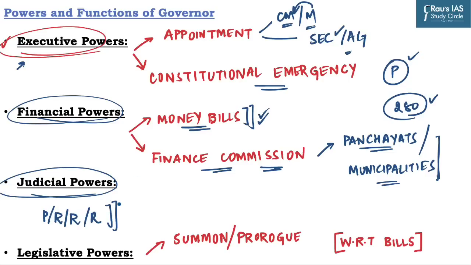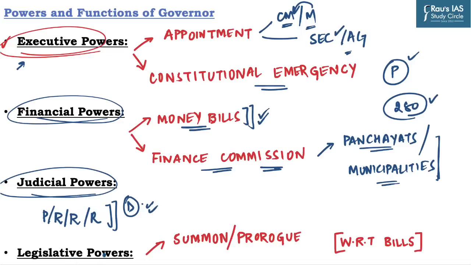As we are discussing the judicial powers, one must be aware of the special case of the death sentence, in which the governor cannot pardon the death sentence. The pardoning power related to the death sentence can only be exercised by the President of India. Try to remember this fact, as it can be asked in the UPSC prelims exam also.